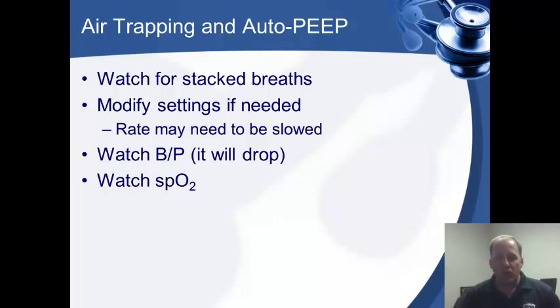If your patient starts to desat, and the blood pressure starts to drop, you probably got some problems. You're probably going to need to take that vent off for a minute, let some of that air out, and then maybe ventilate them with a BVM. And then try to reset your settings to a slower rate, leave it at about 10, and probably change some things as far as your FiO2 and your PEEP.